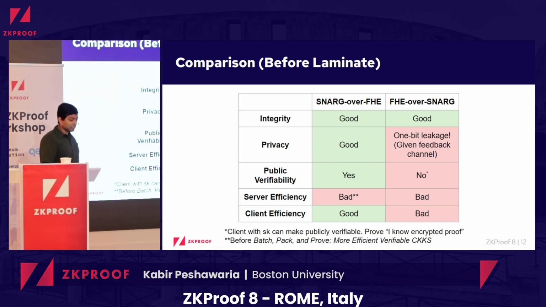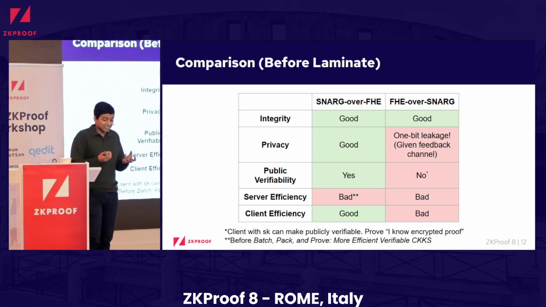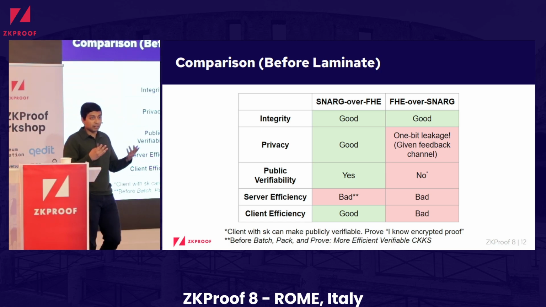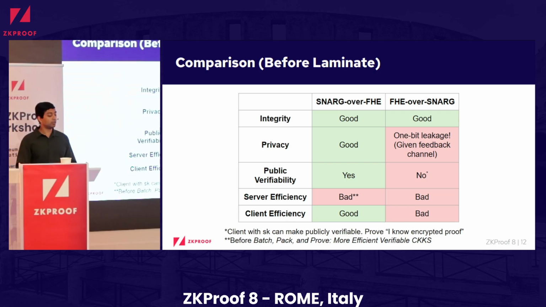Public verifiability: SNARG over FHE, I'm proving that I did the ciphertext algorithm correctly. I manipulated them correctly. FHE over SNARG, it's not publicly verifiable, right? First, you have to decrypt with the secret key, and then you can verify. And I put an asterisk because you can make it publicly verifiable after the fact by proving that I know an encrypted proof, but OK.